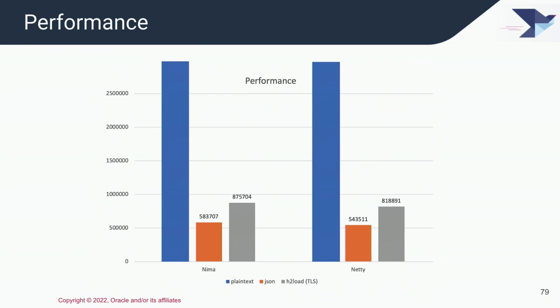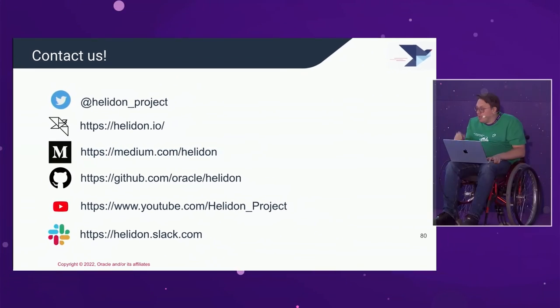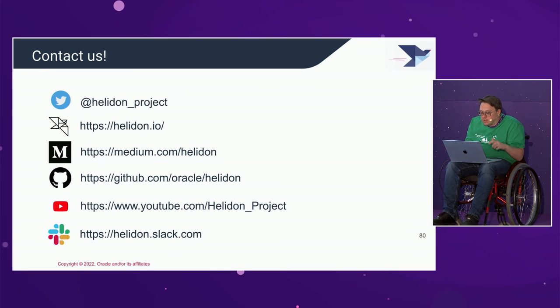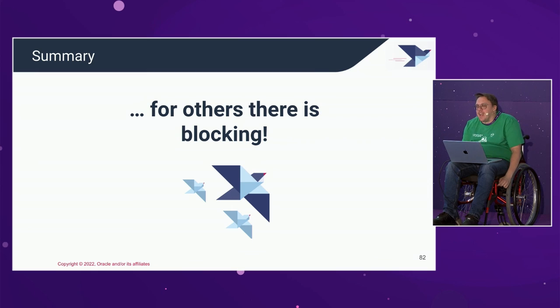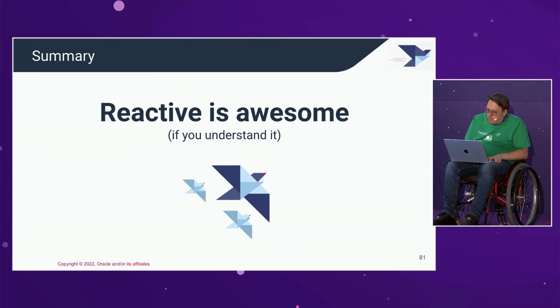So once again, reactive is awesome. You have everything for that, especially in Helidon. But if you like blocking stuff, you can also switch to blocking when Loom is back. Before that, if you need performance, you have to be reactive. Whenever you want to learn more about what Helidon is, we have a lot of materials published on official channels. And once again, reactive is awesome if you understand it. This is hard, officially hard. For the others, there is blocking. And as you see, quite soon it will work very close to this. So when I say versus, very soon there will be no winner. But now, you have to understand it.